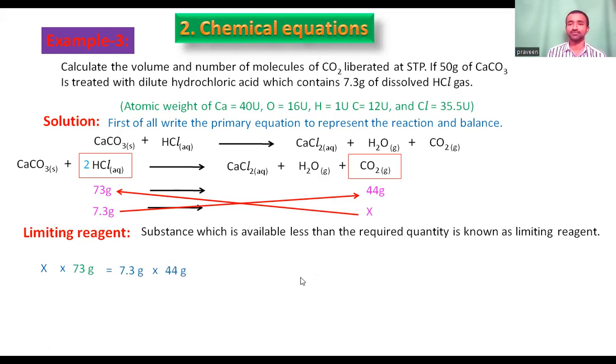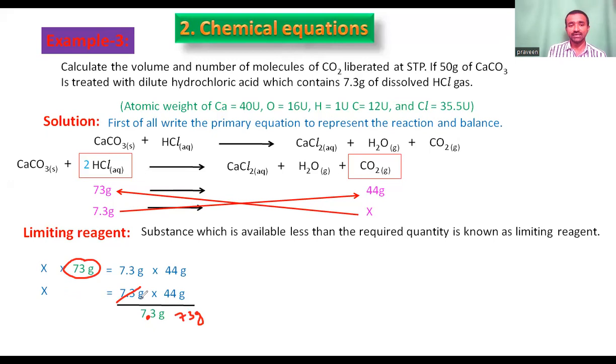That's it. Then transposing. So here on transposing, that 73 becomes the denominator. Next, cancellation. Sorry, I made a mistake here. 73 was written as 7.3. No, it is 73. Right? It is 73 grams. Now cancellation.